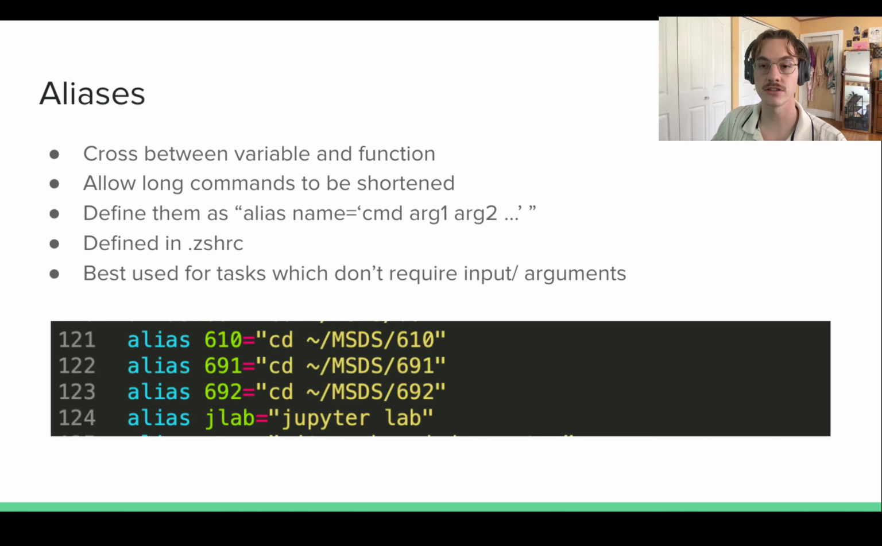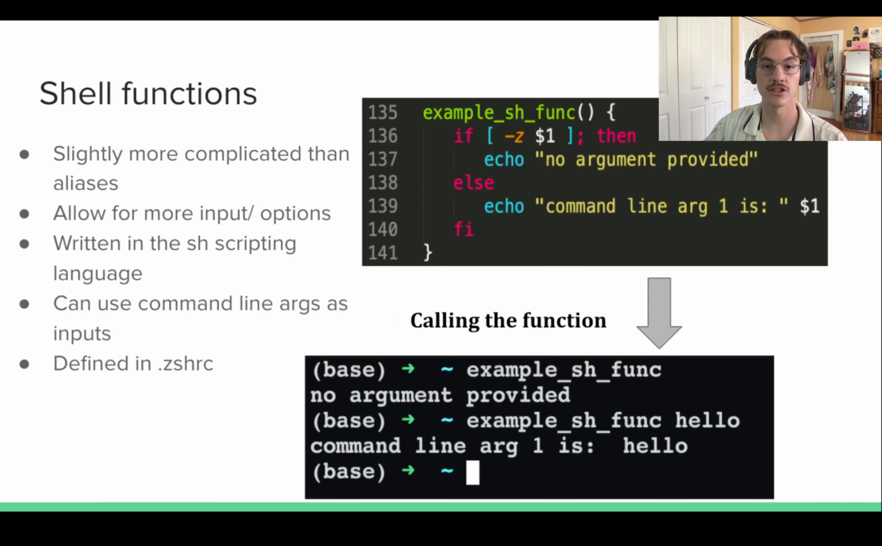Now, those limitations can actually be solved by using a shell function. Shell functions are slightly more complicated than aliases and are written in the shell scripting language, which you will need some familiarity with in order to make the most out of these functions. You can actually use command line arguments in these functions, such as in this example above. Essentially, this function, example shell function, checks to see if the first command line argument is provided and either prints that there was none provided or shows what that actual command line argument is.